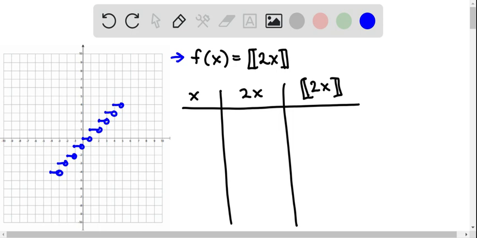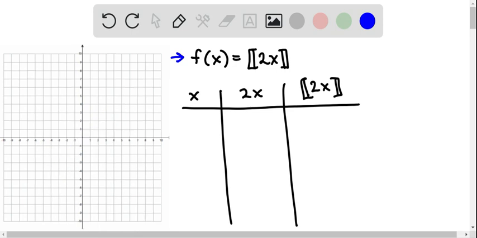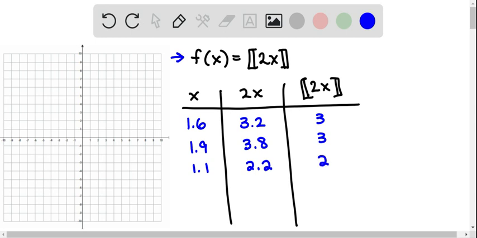And so let's go ahead and fill in the table to find some values that we can plot. So suppose x is 1.6, then 2 times that would be 3.2, and the greatest integer of 3.2 is 3. Suppose x is 1.9, 2 times that is 3.8, and the greatest integer of that is 3. Suppose x is 1.1, 2 times that would be 2.2, and the greatest integer of that is 2.